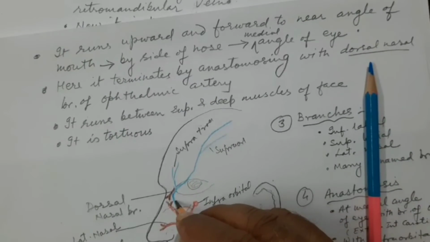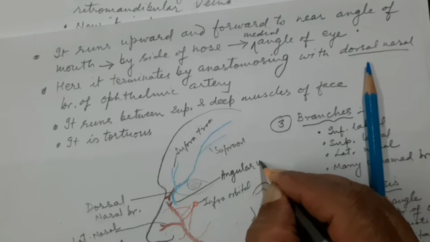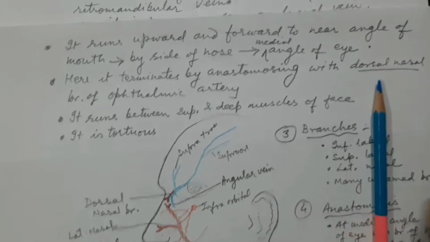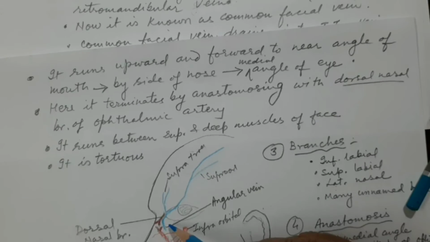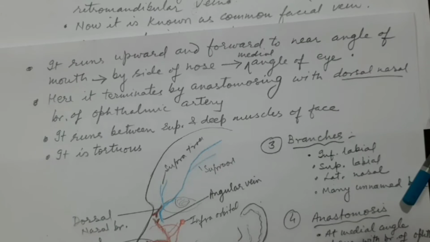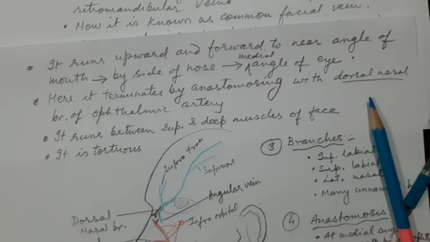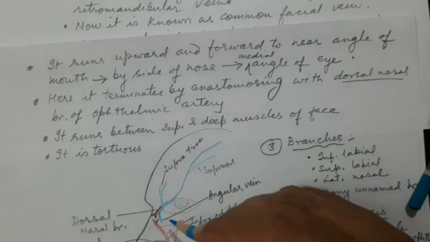So I will write down here angular vein. So there was angular artery to begin with. So this is the angular vein. Then it will run downward and backward. The artery was going upwards and forward. In the opposite way, this vein will come to the same point, that means to the antero-inferior angle of masseter at the base of the mandible.